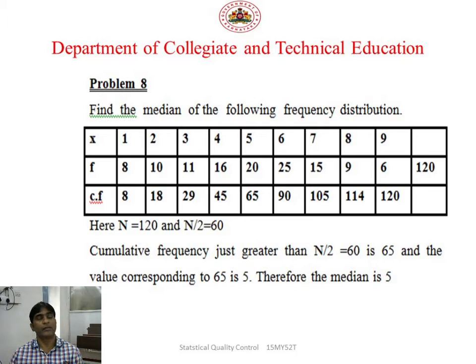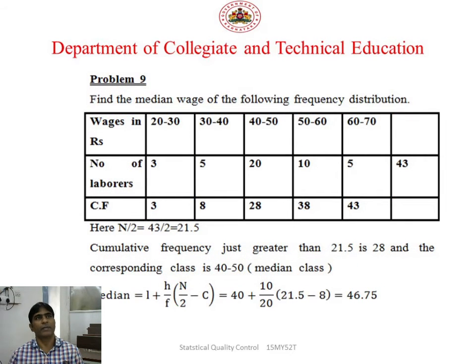Okay, so when he has given the midpoint, suppose we will take one more example where he has not given the midpoint directly, just the class intervals. If he has given the class interval, we will see what the value will be. So here: find the median wage of the following frequency distribution.